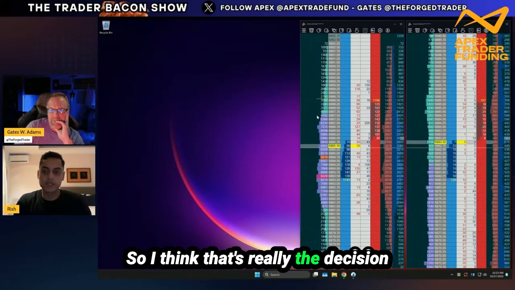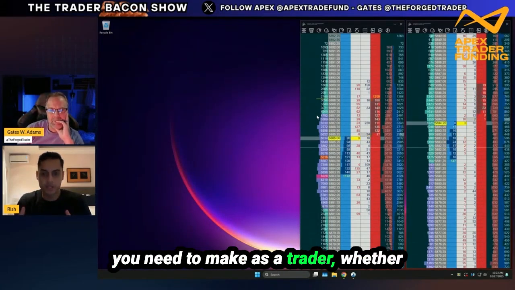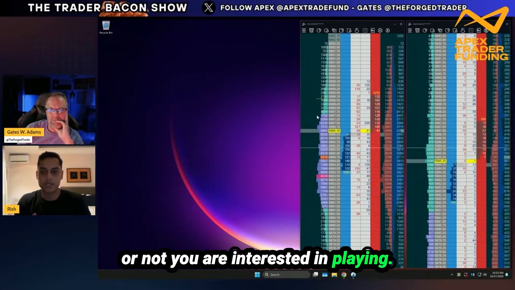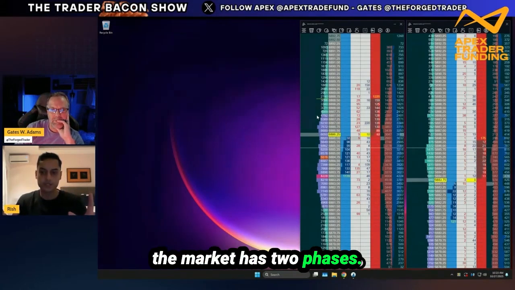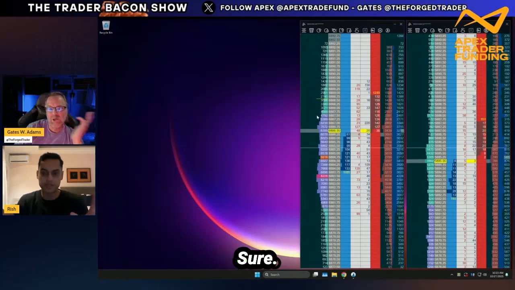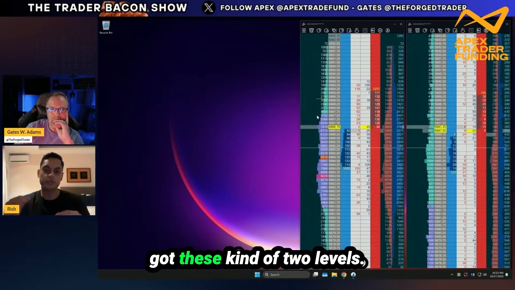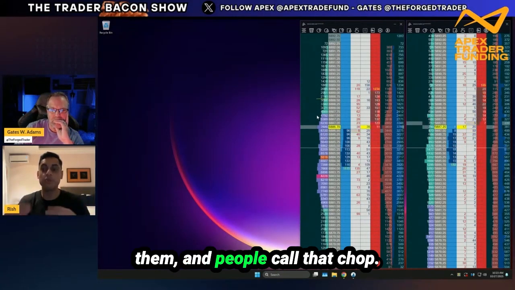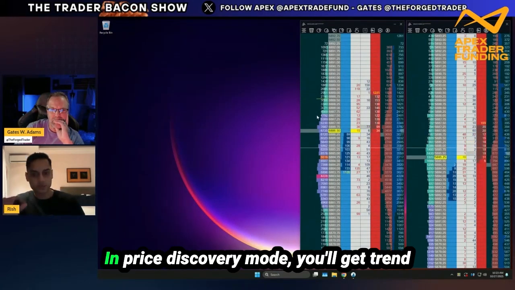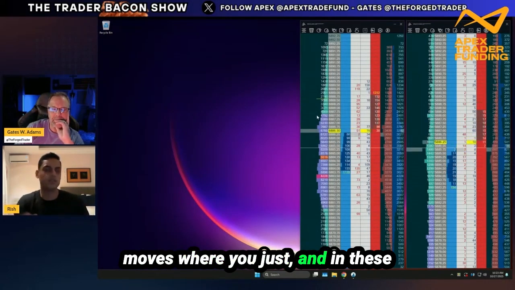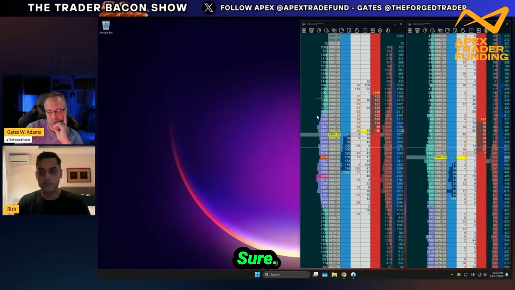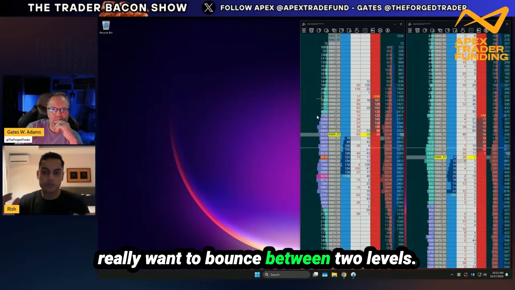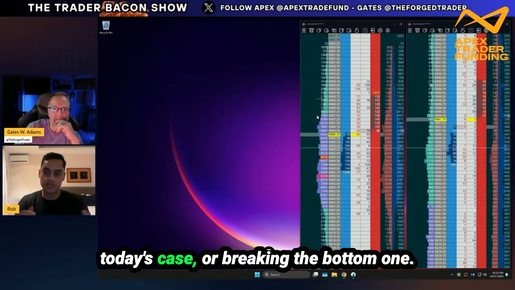So I think that's really the decision you need to make as a trader, whether or not you are interested in playing. Before I continue the answer, I think it's important to note the market has two phases. It either ranges or it discovers. In range-bound markets, you've got these two levels. It's just bouncing between them, and people call that chop. When it's in price discovery mode, you'll get trend moves, and arguably the overnight session today was a trend move, 200 points just straight up. That's when the market doesn't really want to bounce between two levels. It just keeps breaking the top one in today's case, or breaking the bottom one.